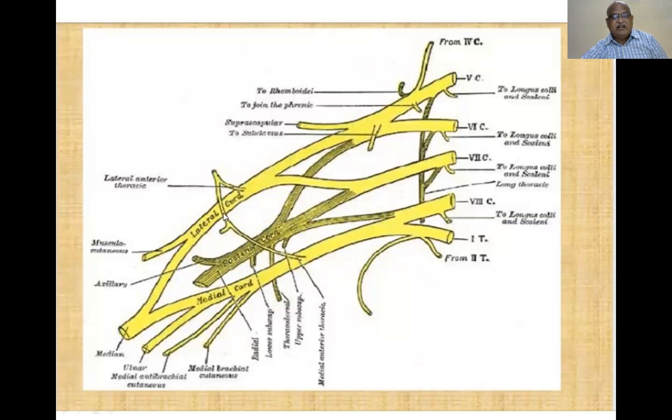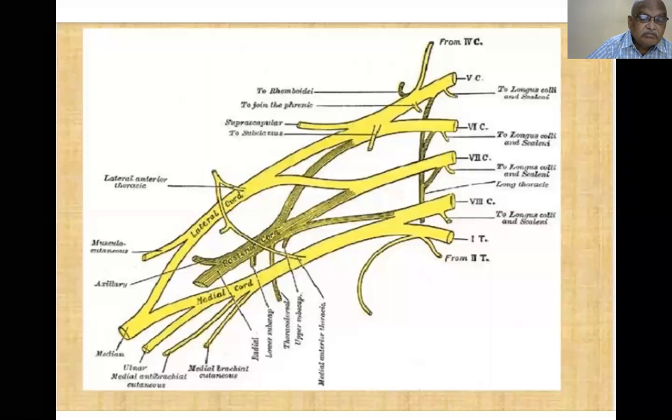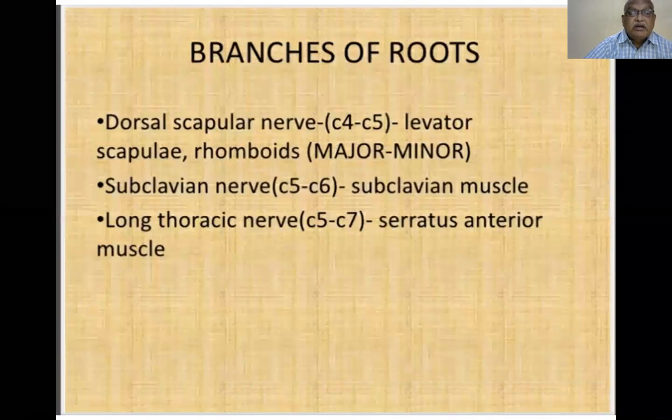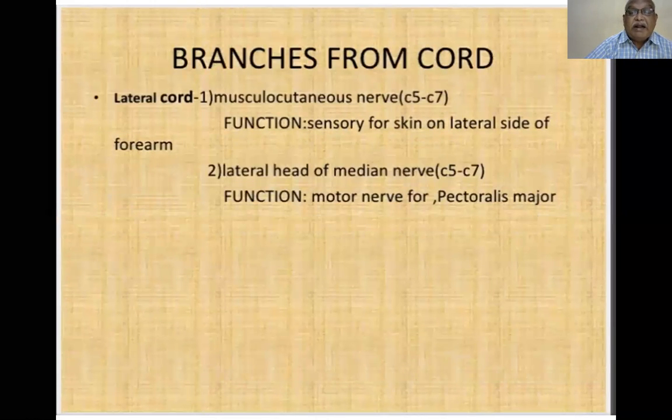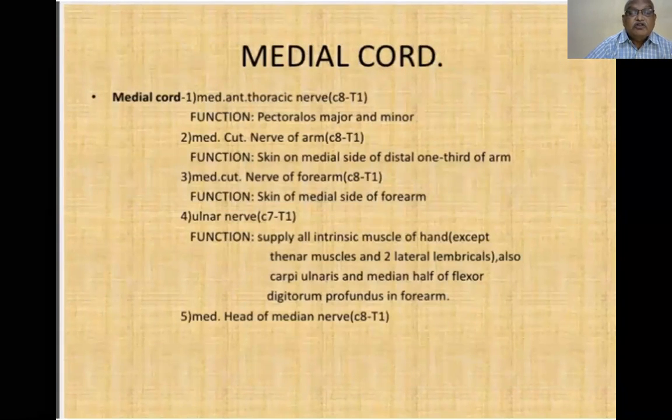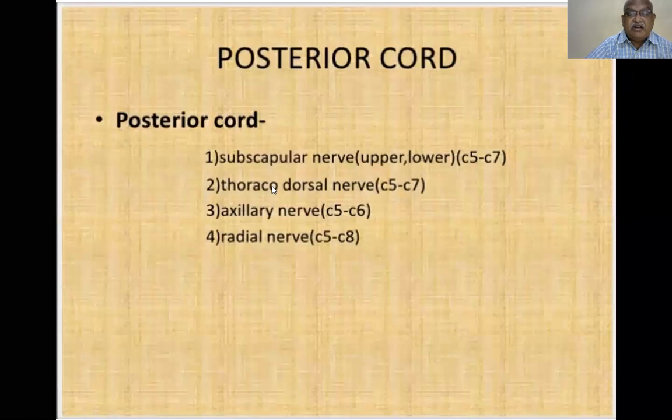You see, once again, how I have given this analysis. This is the posterior division. This is the anterior division of the brachial plexus. Branches of roots, branches from cords. So medial cord: from the medial cord, what nerves arise? I have given you. From the posterior cord, what nerves arise? I have given you.